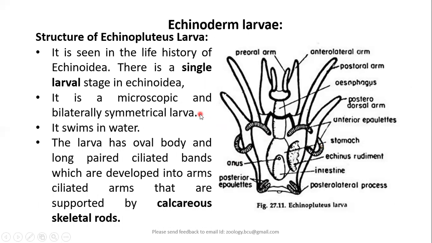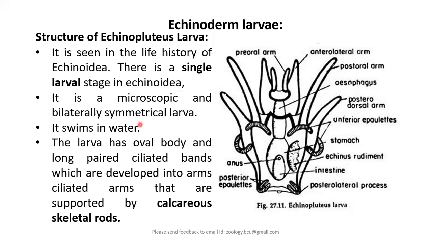Similarly, we can also study the structure of Echinopluteus larva. As we all know, it is the only larva. Unlike other classes of echinoderms, under the Echinoidea class, the individuals develop only one larva, whereas in other classes, we have seen 2 to 3 larvae developed. Thereby, Echinopluteus larva is described as the single larval stage which we see in the members of class Echinoidea.